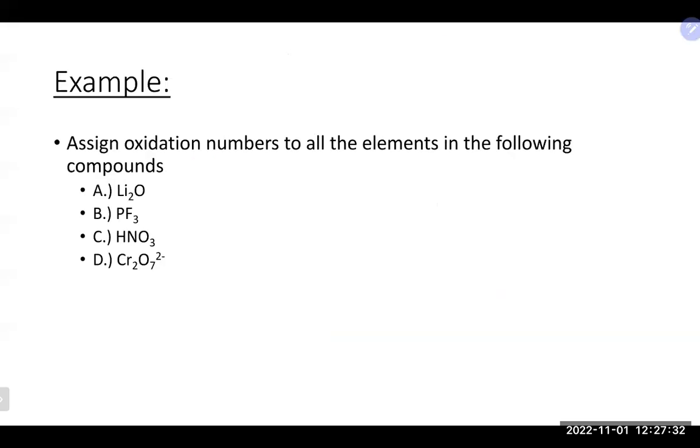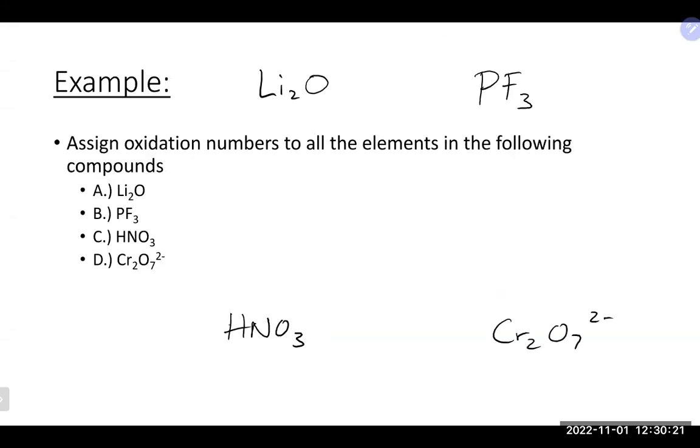All right, so why don't you try some here for each of these. Okay, let's take a look. We'll start at the top. Oxygen here is going to have an oxidation state of -2. Lithium, which is group 1, will be +1. So it's really an ionic compound, with the same charges we expect, +1 and -2.